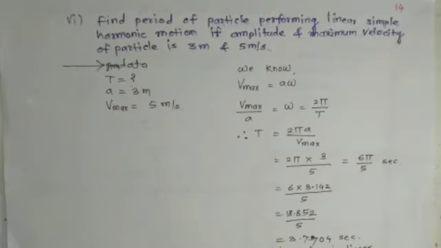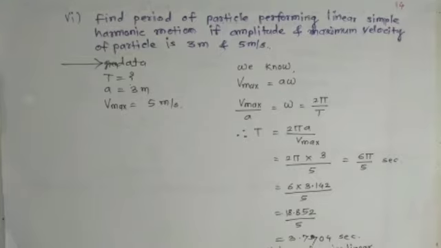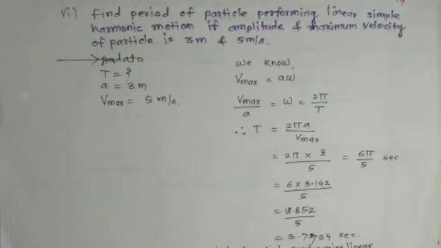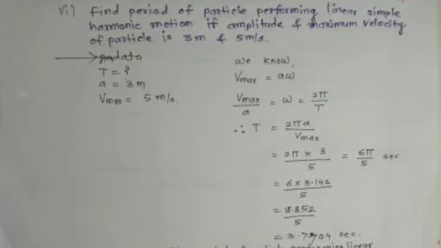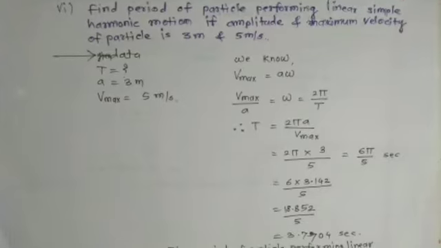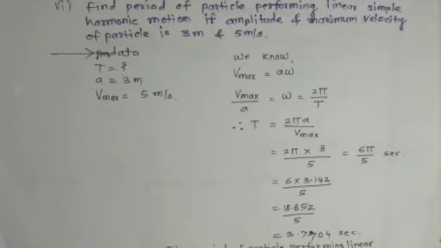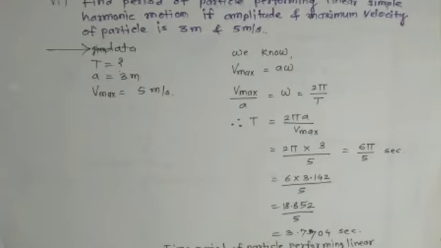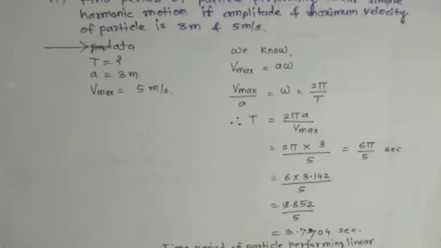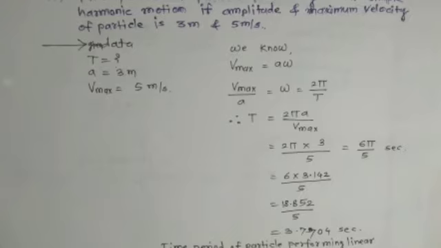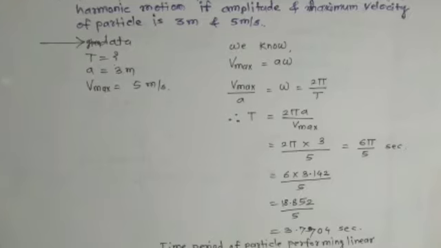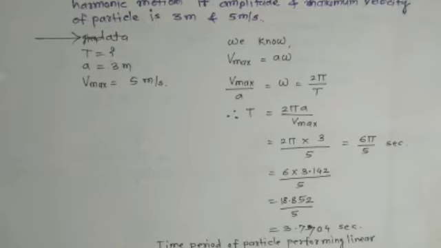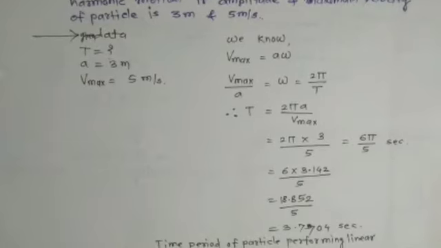Another numerical based question, question number 6: find the period of a particle performing linear simple harmonic motion, if the amplitude and maximum velocity of the particle are 3 meter and 5 meter per second. So the answer, which is the given data: time period T equals question mark, A is given 3 meter and maximum velocity is 5 meter per second.